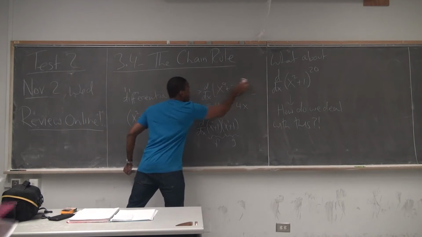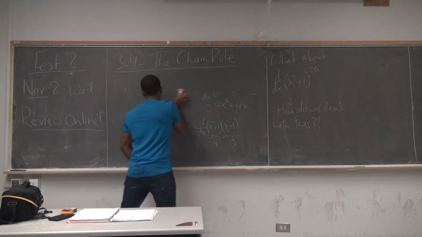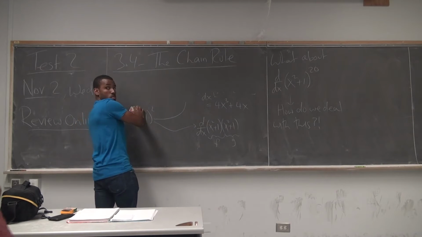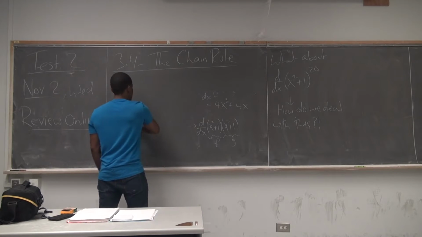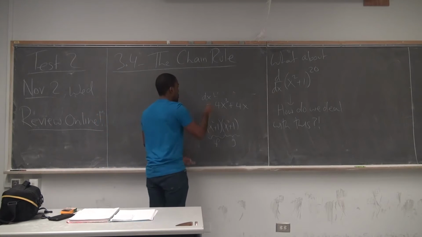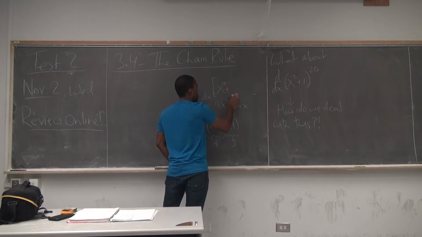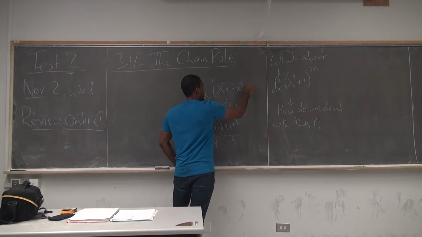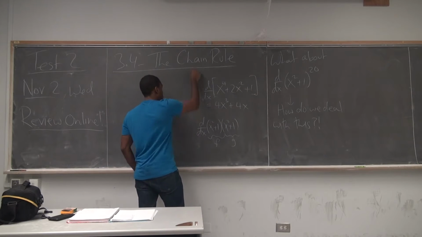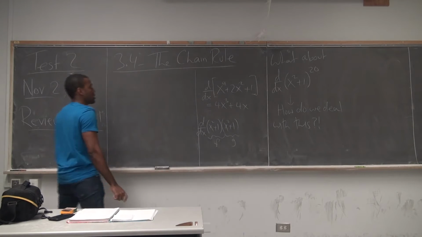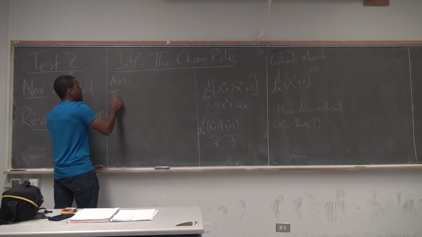The chain rule allows us to differentiate. And by the way, remember this answer. We're going to come back to the answer. I just multiplied this out. 2x squared plus 1. The answer is called the chain rule.